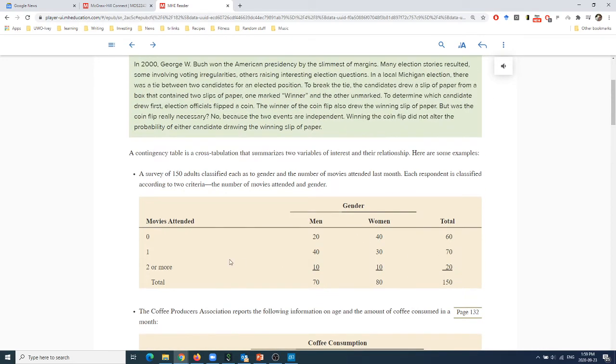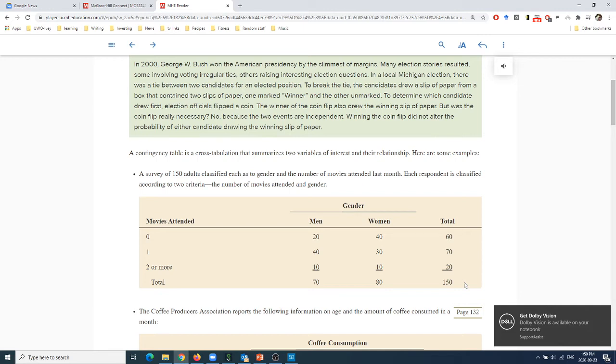If you ask another question, what's the probability that there was a man and he watched no movies? That will be 20 divided by 150. What's the probability that it's just a woman? You don't care about the number of movies.